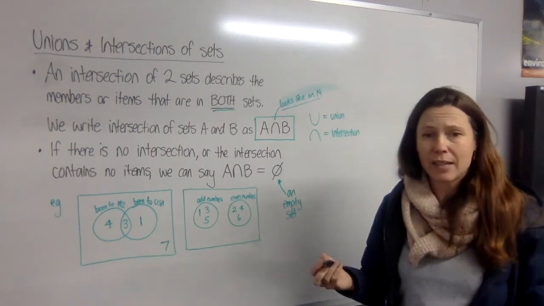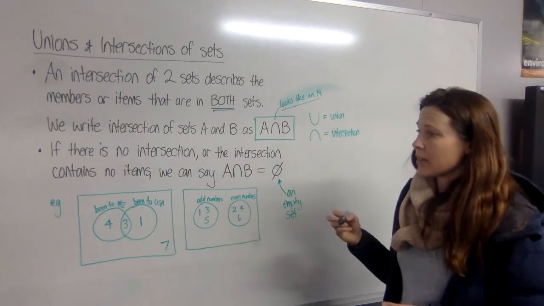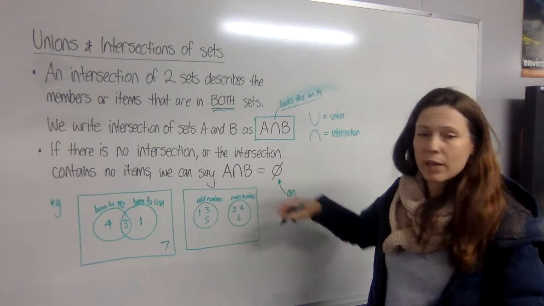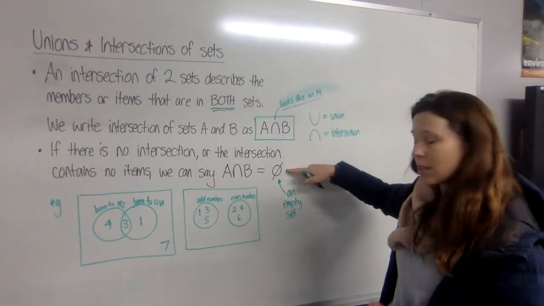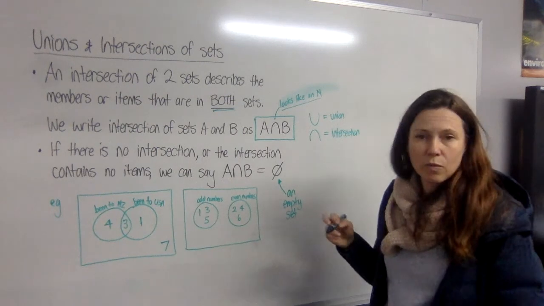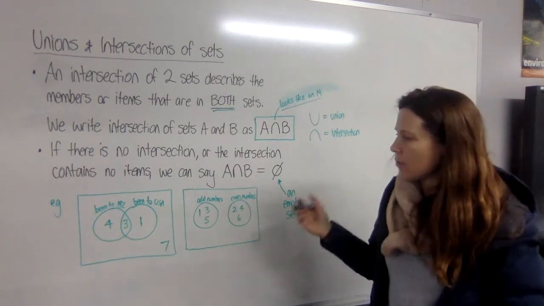Now, if there isn't an intersection, or if the intersection contains no items at all, then we can say that the intersection between A and B is actually just an empty set, and we can use this notation that we've just learnt to write that really quickly and easily. Now, I've got two examples here.